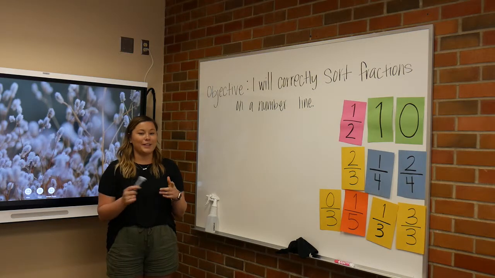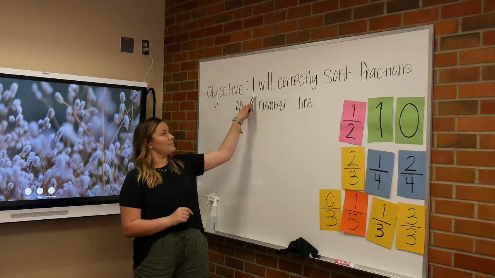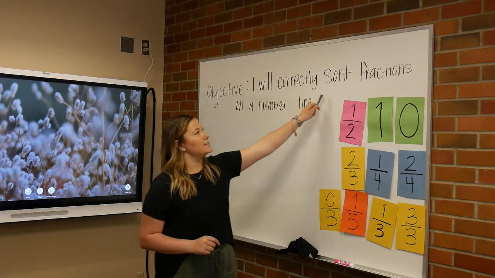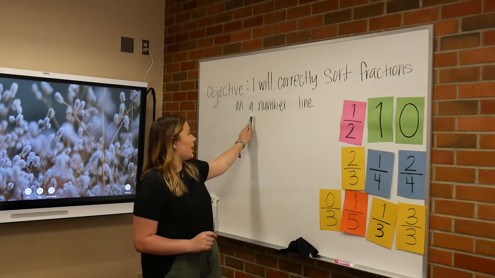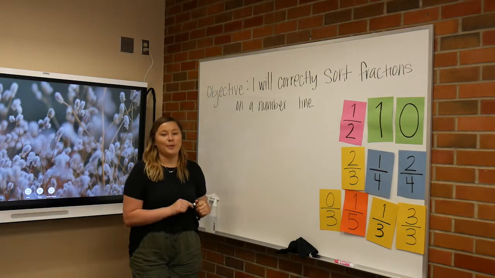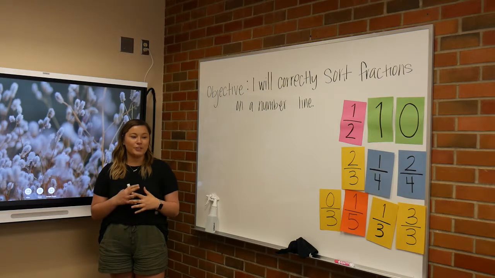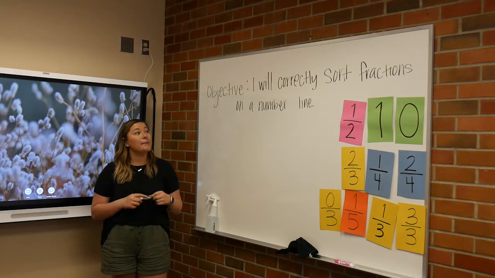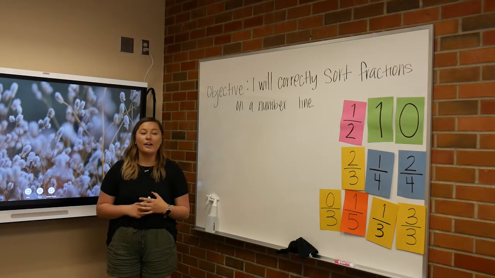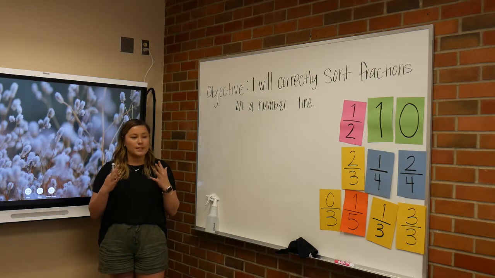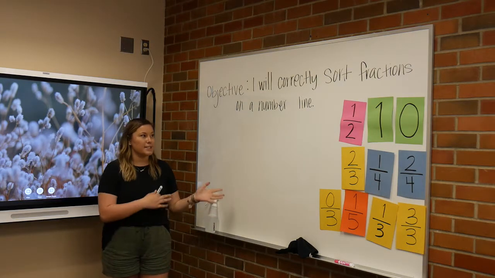So now it's your turn to read it. We'll read it aloud together. I will correctly sort fractions on a number line. Okay, perfect. Now I'm going to have you guys turn to each other in your group, and I want you to talk about it. Maybe talk about what fractions are, what a number line is, and get your brains starting to think so we can start to move into the activity.